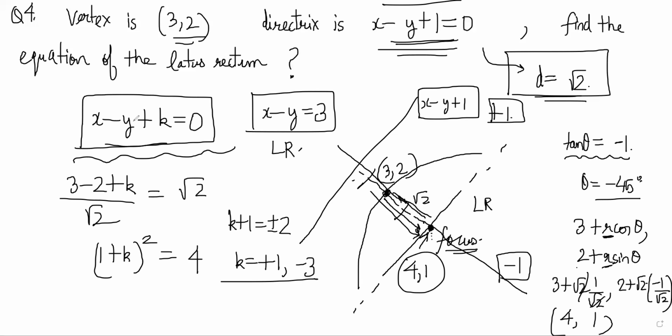And if you put that in this line, you get k is minus 3 again. So that is the other way to do it. You understood, right? Yeah, I did.